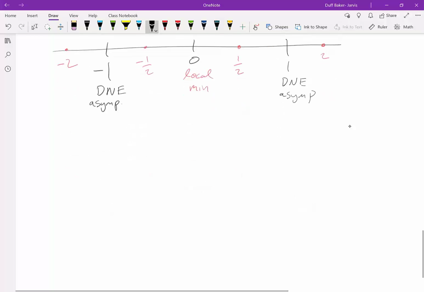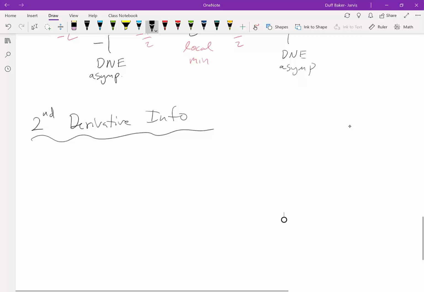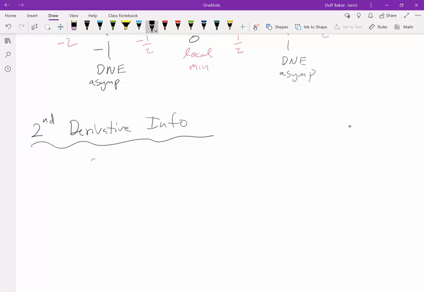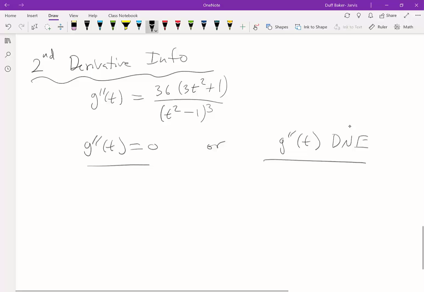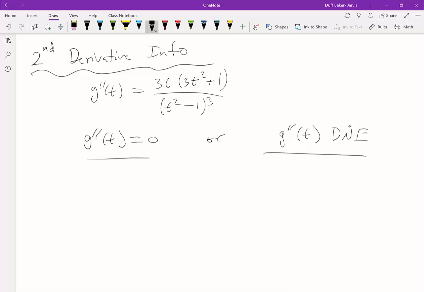Okay, well, let's repeat essentially the same process with the second derivative. So the second derivative info, let's copy down the second derivative. So the second derivative was what again? Let me find it. Okay, and we're looking for, where is this 0? Or where is it not defined? Okay, so the places it will be 0 come from solving this.